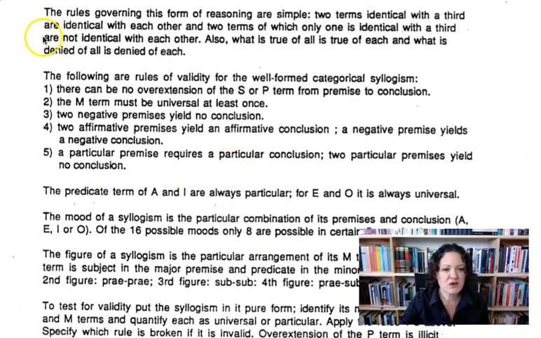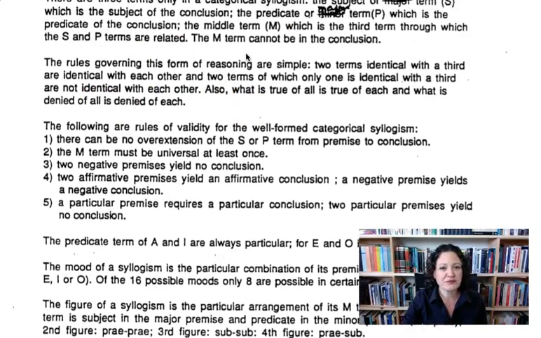I wanted to just go over this part. The rules governing this form of reasoning are simple. Two terms identical with a third are identical with each other, and two terms of which only one is identical with a third are not identical with each other. Also, what is true of all, the universal, is true of each, the particulars. And what is denied of all, the universal, is denied of each, the particulars.